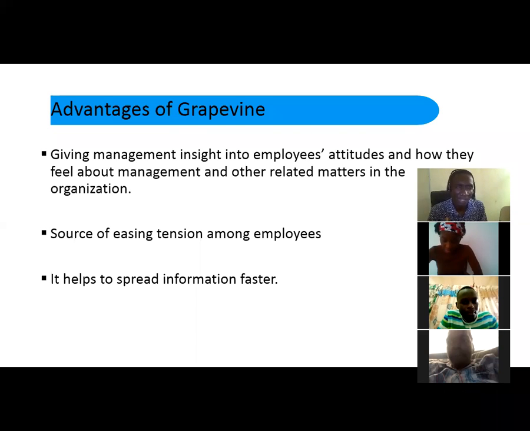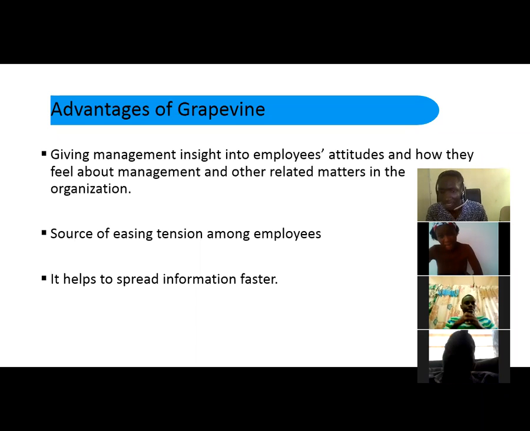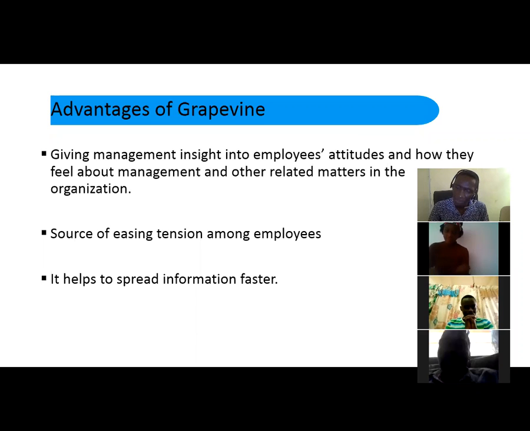Two, it's a source of easing tension among employees. Now, sometimes you go to your dormitory, girls, there's no issue you're going to talk about. So there's so much tension. When you start gossiping, all the tension will go. Because sometimes you come to class, everything is formal. Now, during the time of the gossip, everybody can speak his mind or her mind. So it's a means of easing tension among workers because there are no rules. You are free to speak your mind. And so it is good in some cases. And again, it helps to spread information faster.